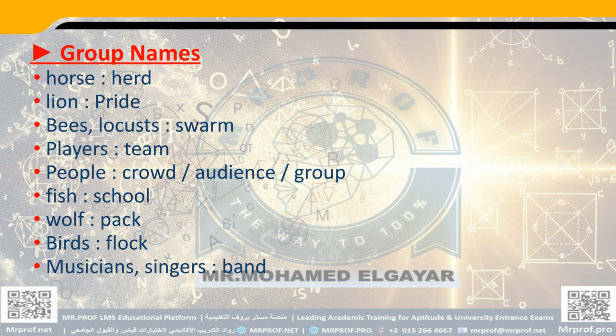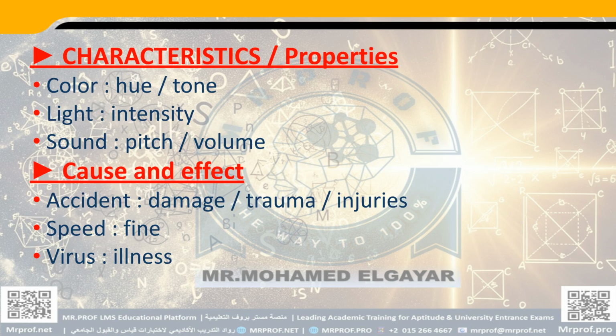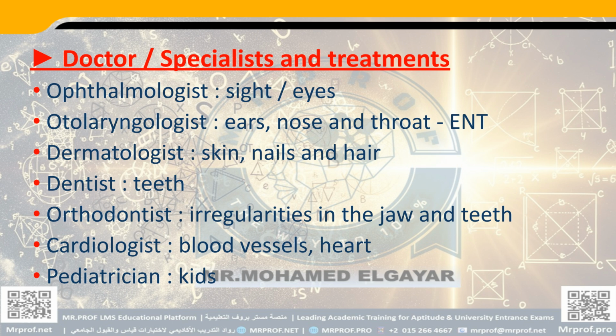Group names link an individual or object to the collective noun for a group of them. A group of horses is a herd, and fish gather in a school. Characteristics or properties define attributes, such as color having hue or light having intensity. Cause and effect shows how one event leads to another, like an accident causing damage or a virus causing illness. Doctor/specialists and treatments relate a specialist to their area of focus. An ophthalmologist focuses on sight/eyes, while a cardiologist focuses on the heart and blood vessels.